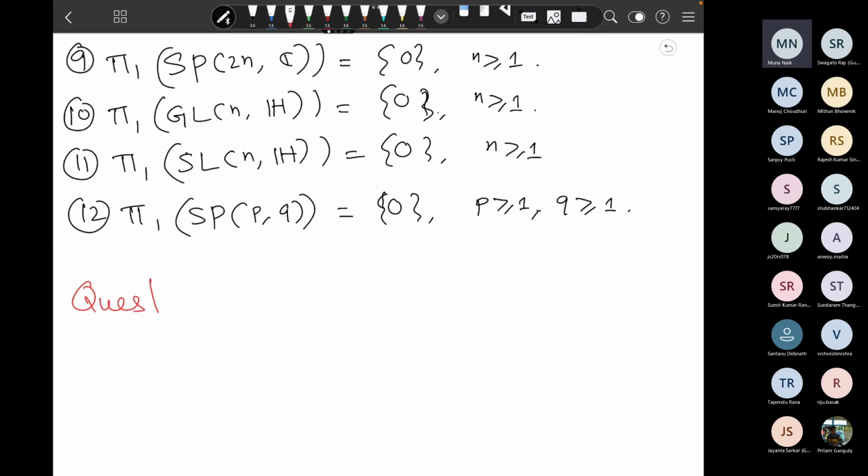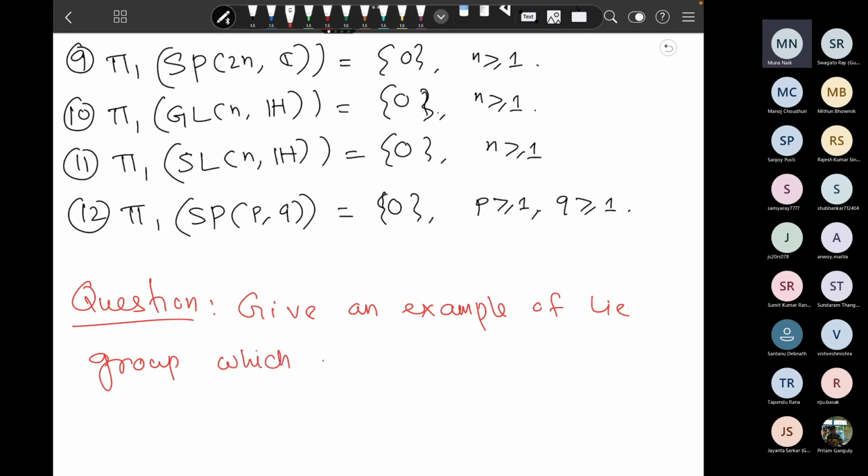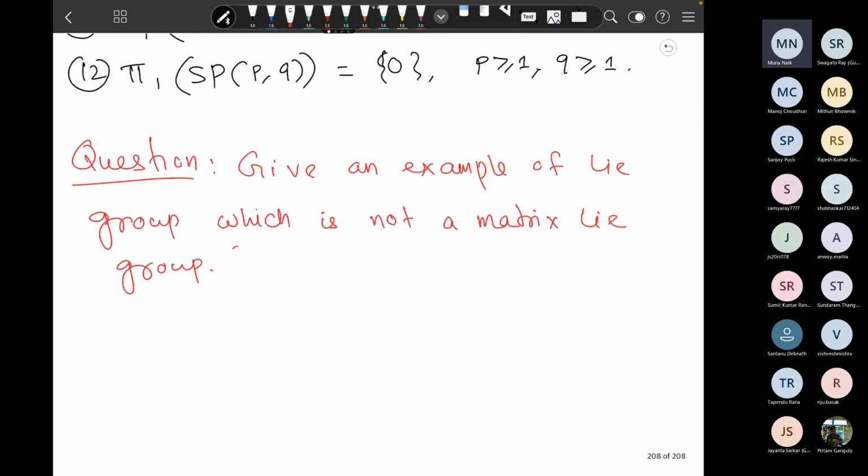So this is a simple question: give an example of a Lie group which is not a matrix Lie group. So, an answer or example.